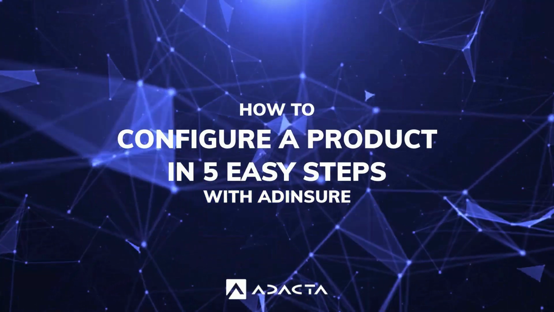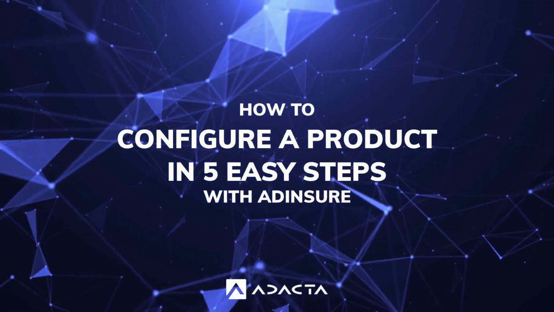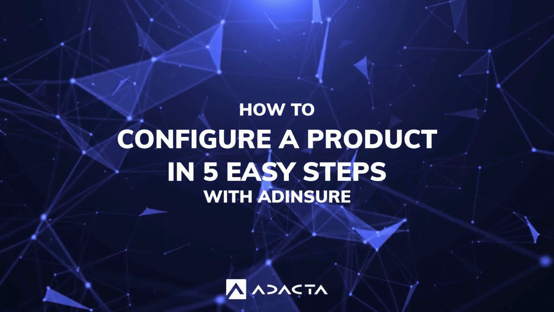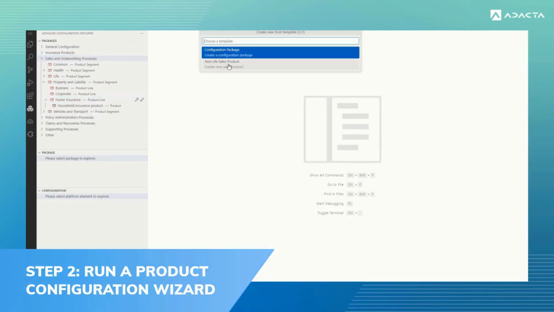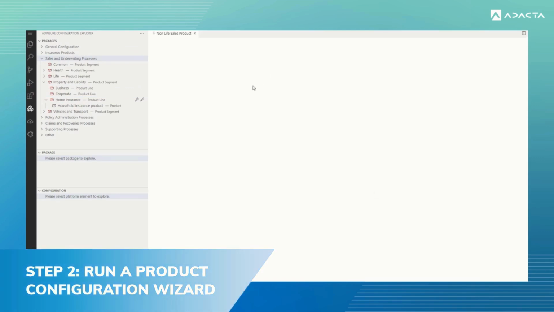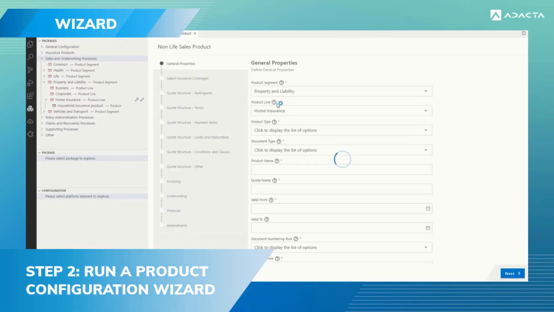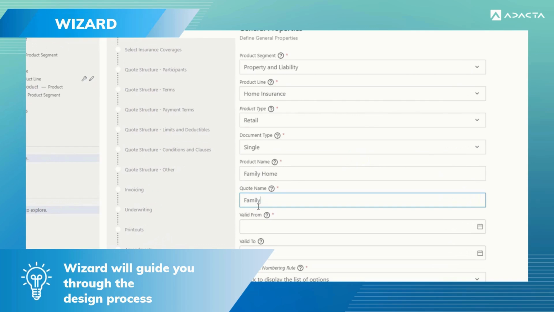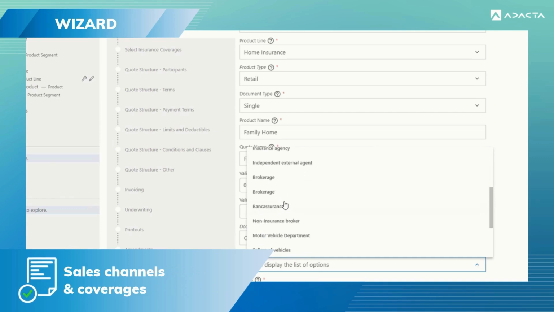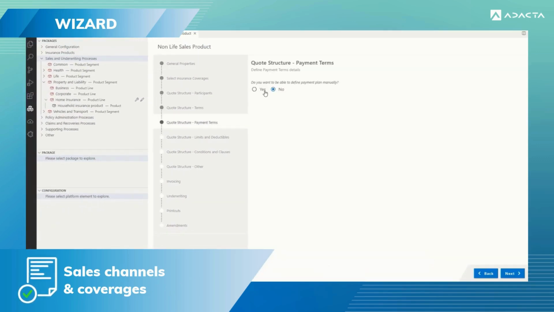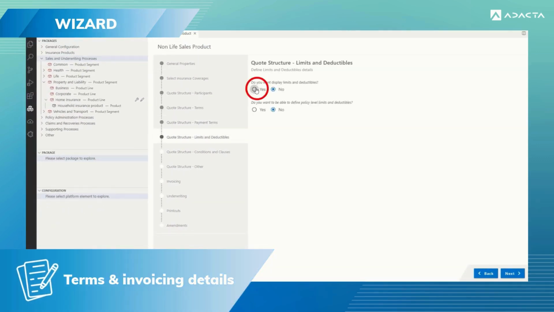Learn how to build an insurance product in just 5 steps with AdInsure. With AdInsure Studio's no-code, low-code tools, product design and configuration is fast and effortless. Choose your line of business, then let the product wizard guide you through coverages, invoicing, and more. Easily set validity periods, distribution channels, terms, and underwriting levels, all in one clear guided interface.